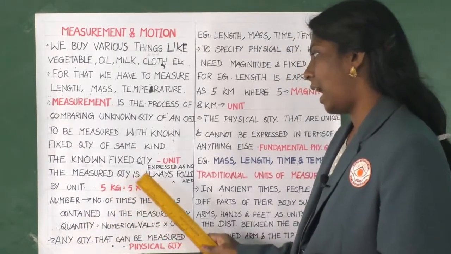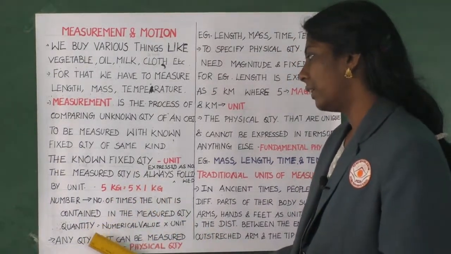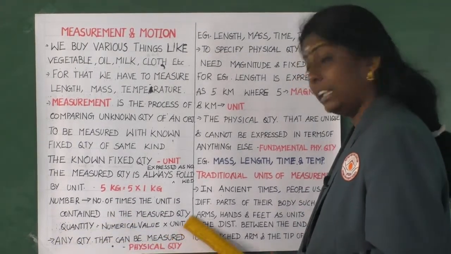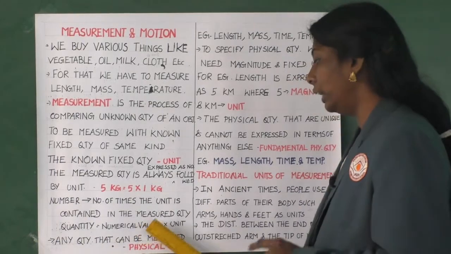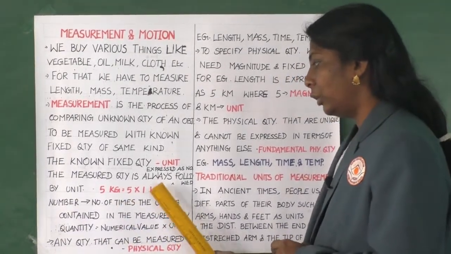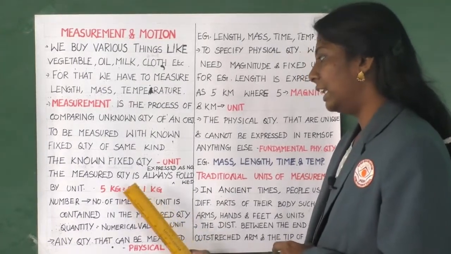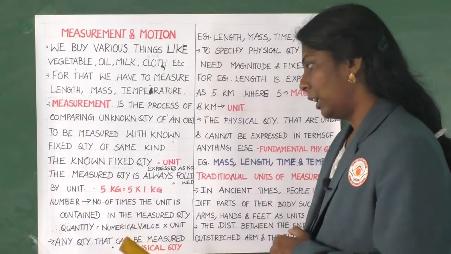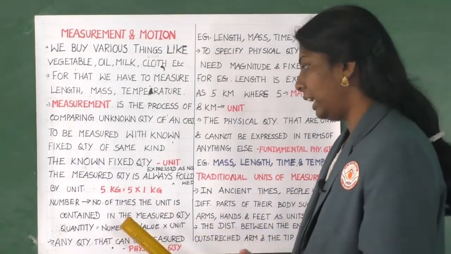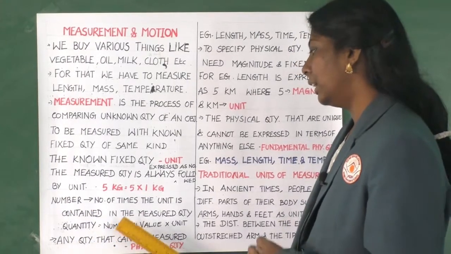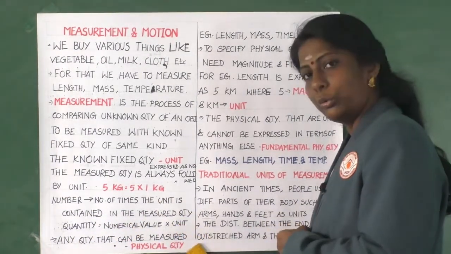And then quantity. Quantity is the second half. Quantity is nothing but the entire numerical value into unit, that is 5 into 1 kg. Unit is 1 kg and the number is the number of times the unit is present in the unknown measured quantity. Okay, and then quantity is nothing but the numerical value into unit.